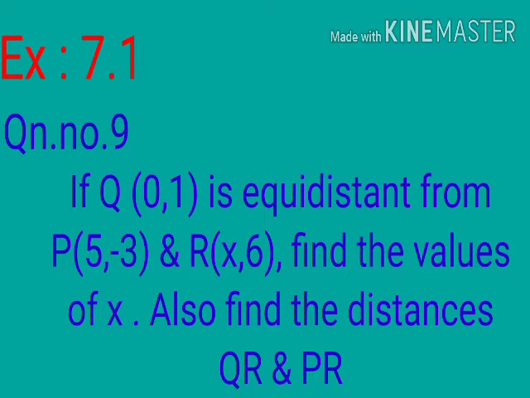According to the question, there are 3 points Q, P and R. Out of these 3 points, Q is the point which is equidistant from P and R. There will be an unknown, that is x. So first we will find the value of x, then we should find the distances QR and PR.